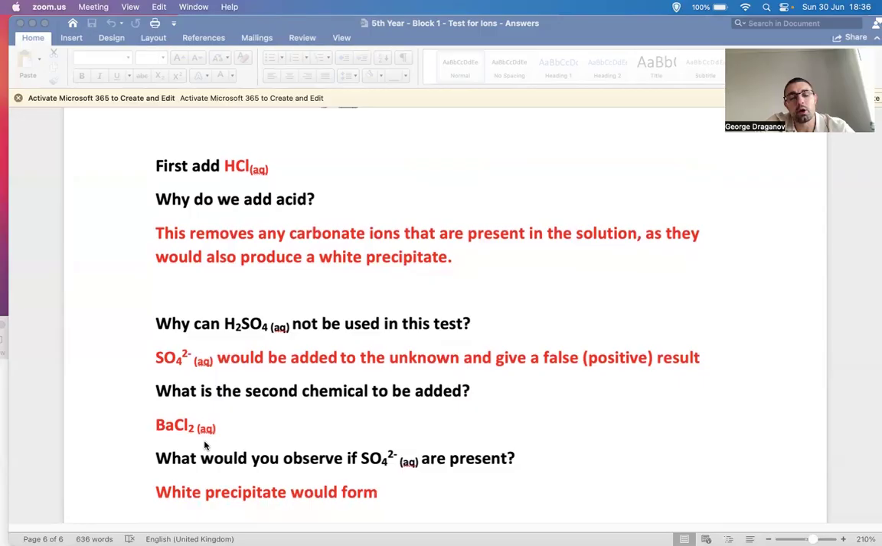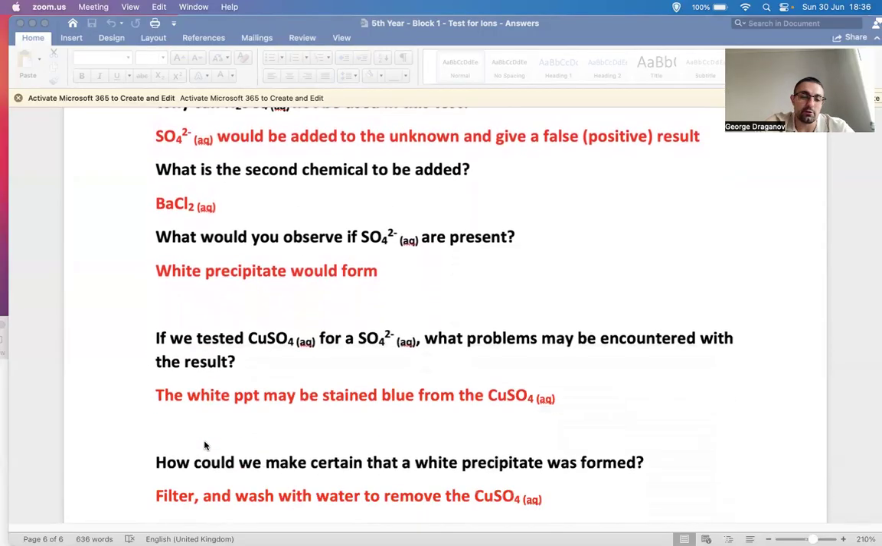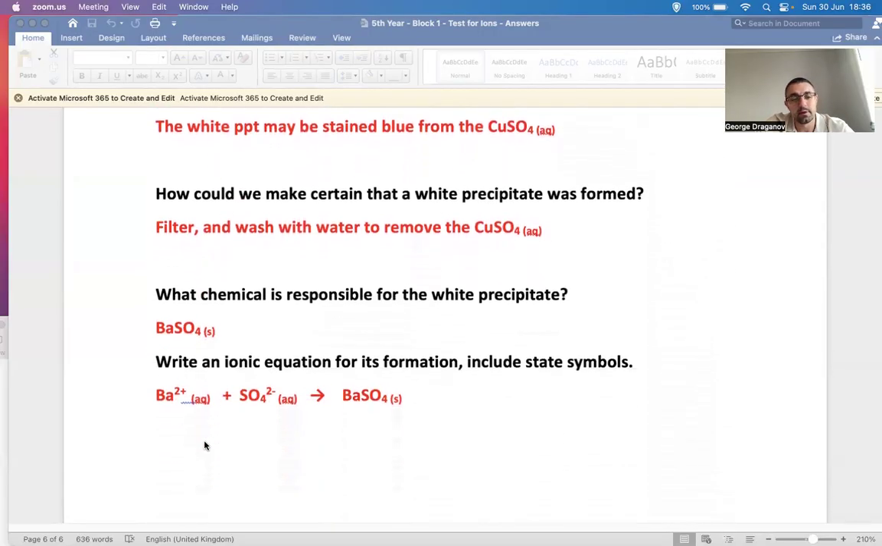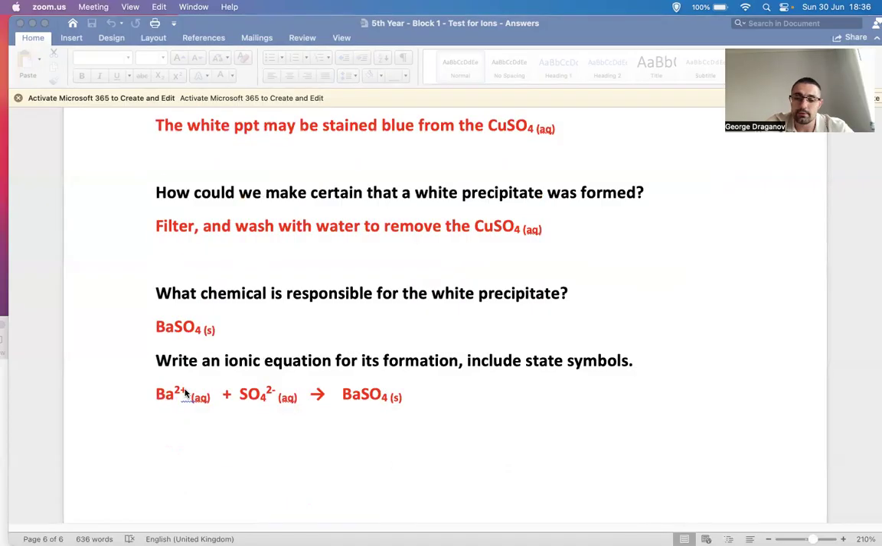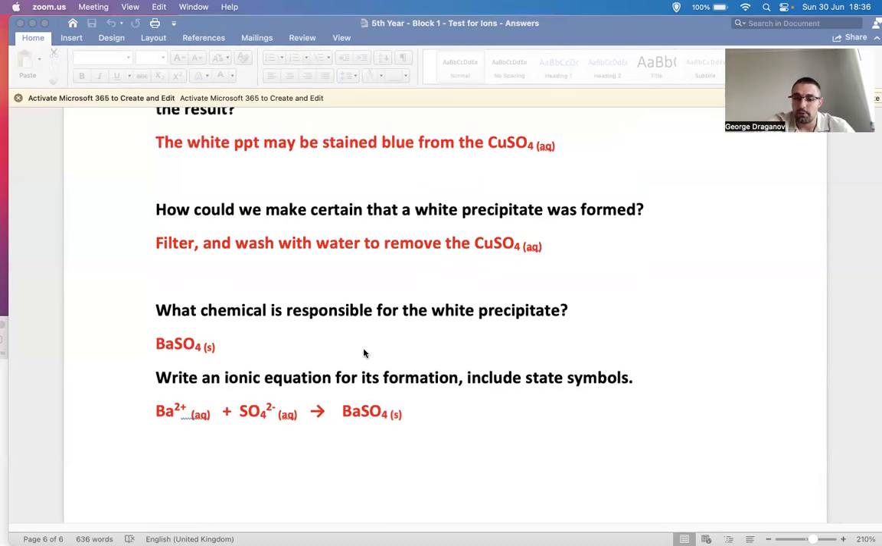So to explain it further, let's just have a look at what's actually happening. The barium ions that you've introduced by adding barium chloride are going to react with your supposed sulfate ions that you're testing for to form BaSO4, which is an insoluble salt. It's a precipitate. It's a precipitation reaction, so solid. So the white precipitate is due to the barium sulfate.